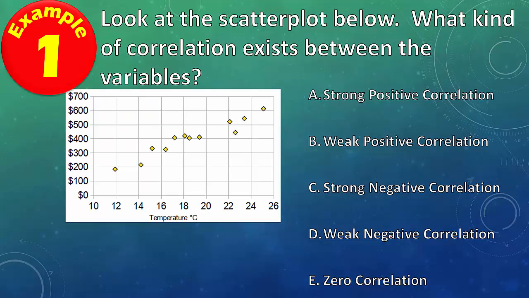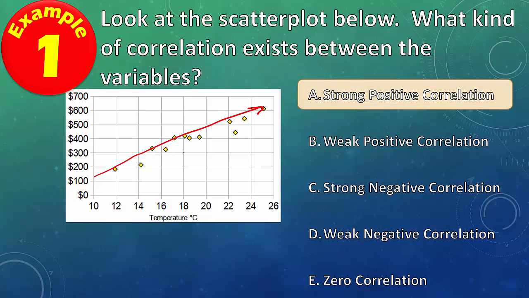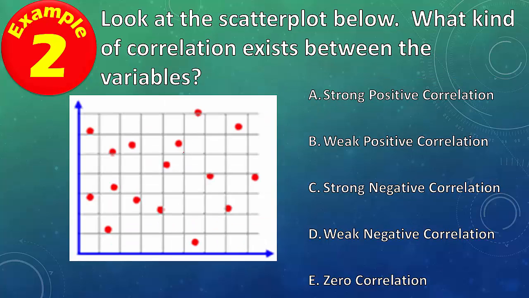So let's look at the first example. If we look at the scatter plot below, what kind of correlation exists between the variables? Well, if I was to draw a line, okay, they're pretty close around that line. So we would say that it has a strong positive correlation.